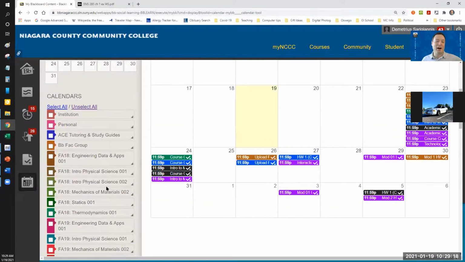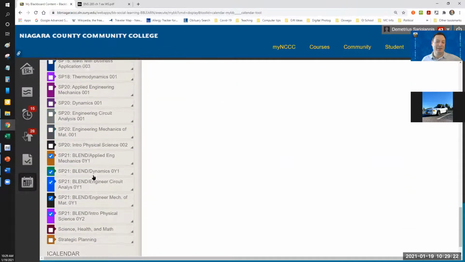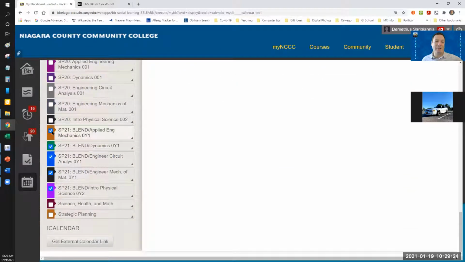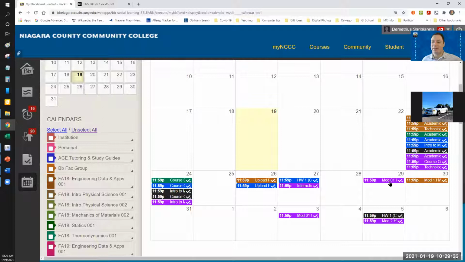And again, I don't know how to delete these on mine because they just sit there. I've checked off the ones for this spring semester, right? So I've got 5 classes checked off. And in the calendar, I can see due dates for things, right?